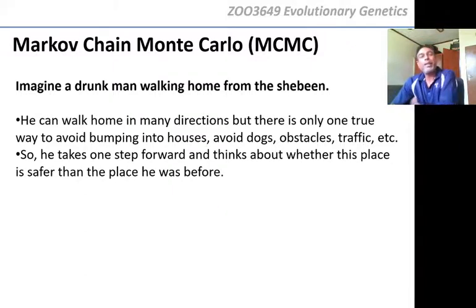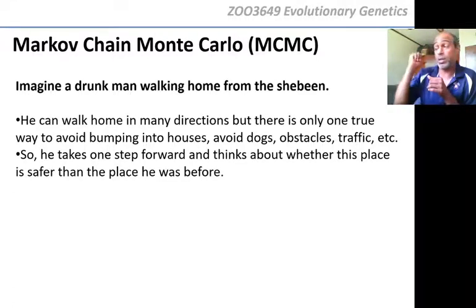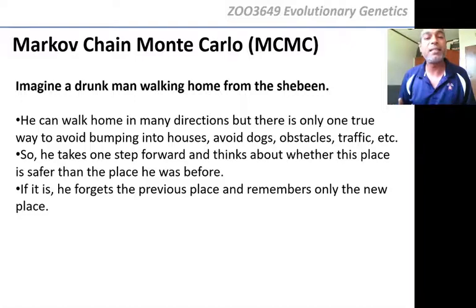So how does he find that way home? He takes one step forward from the Shebeen door. Then he thinks about whether this new place where he has stepped is safer than the place he just left. If he finds that this new place is safe, in other words there are no dogs, no cars going to knock him, no roads in his way, then he forgets where he was before and remembers only the new place where he is standing.